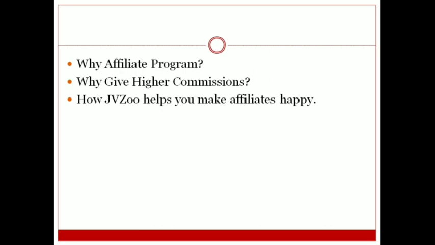And JVZoo helps make your affiliates happy because it's all about instant payments. At the point of sale, your affiliates get paid. And if there is a refund, the beauty as a vendor is that it's an instant refund. So when things are refunded, it takes it out of the affiliate's account, out of your business partner's account, and from your account. So it makes your life easy and the affiliate's life easy.